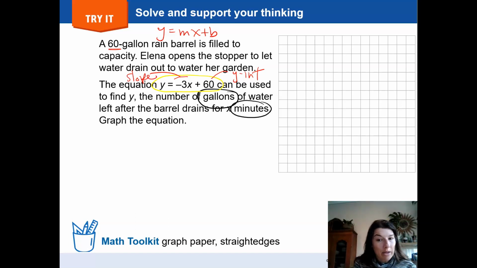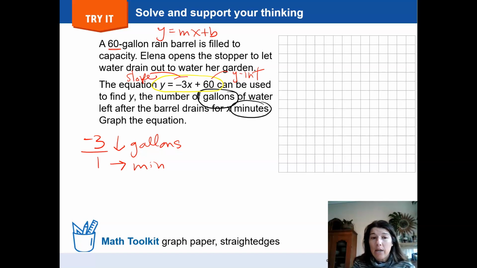Our water is decreasing at that rate. Let's look at that a little bit closer. Rate compares quantities to variables, to things that are changing. So if my slope is -3, that means our water is going to go down 3 gallons for every minute that passes. So down 3 over 1. That's coming out pretty quickly, actually, if you think about that.